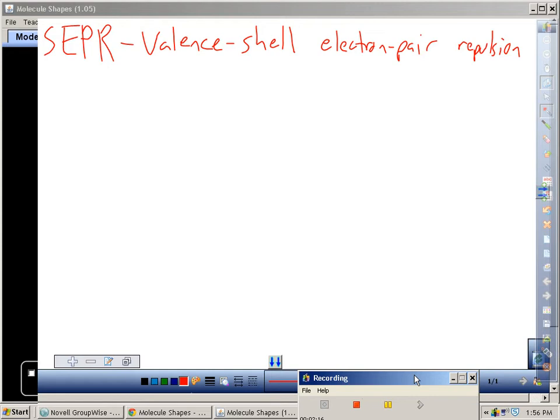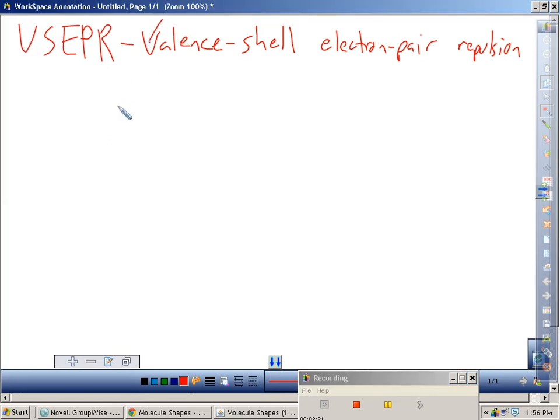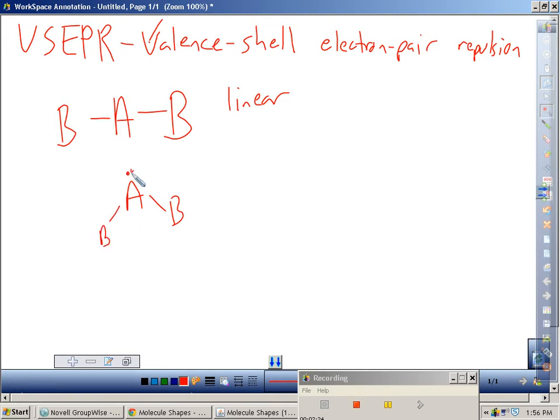So again, what I have to do, first I have to decide if I have three atoms or 4 atoms. If I have 3 atoms and no unshared pair, then it's linear. If I have 3 atoms and electrons right here, then it's going to be bent. Those are for 3 atoms.